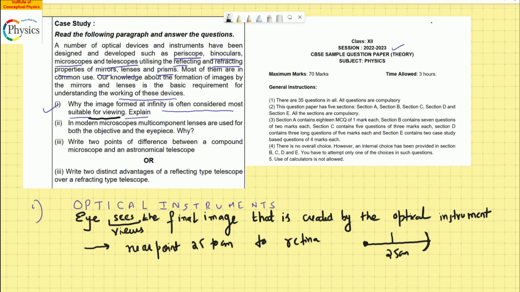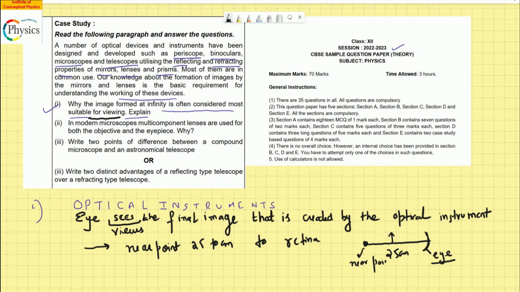The image gets created at a distance which is less than the near point. So this is your eye. Eye is also a small optical instrument, okay? I'm giving you a detailed explanation which you will find nowhere. Please watch my video on angular magnification also to understand these concepts in detail. So this is your near point, right? This is your near point.